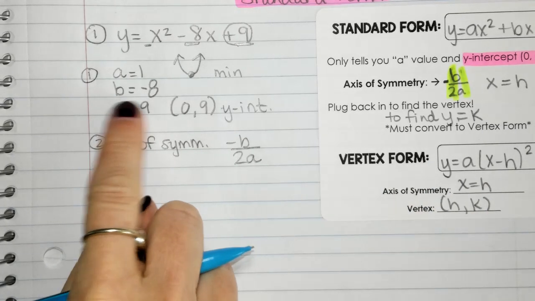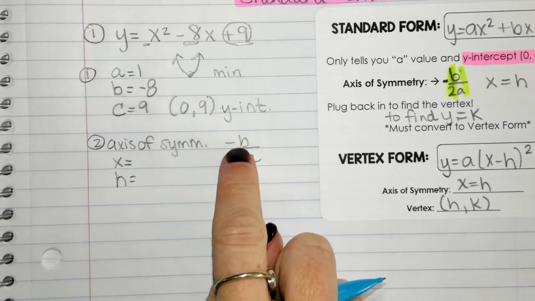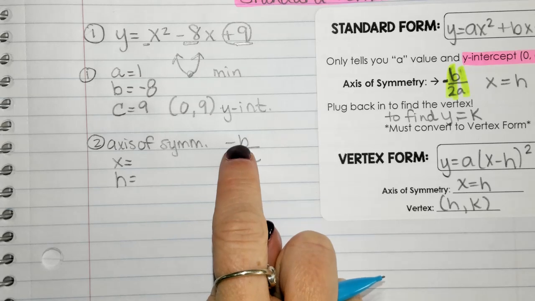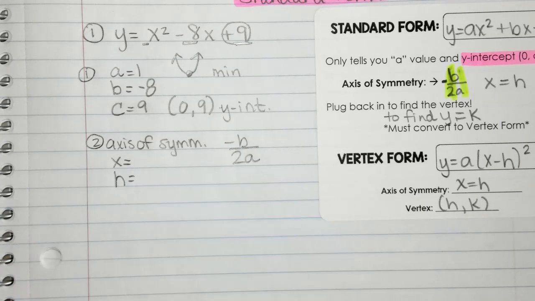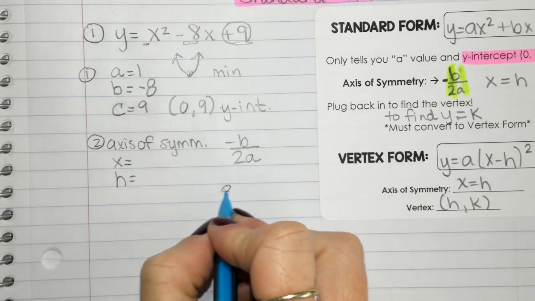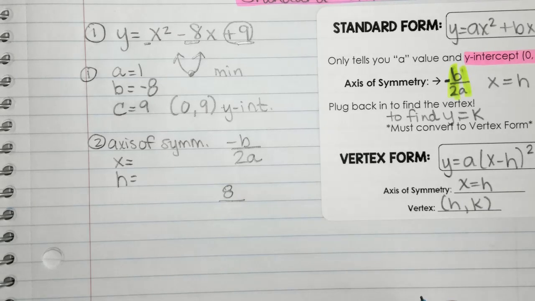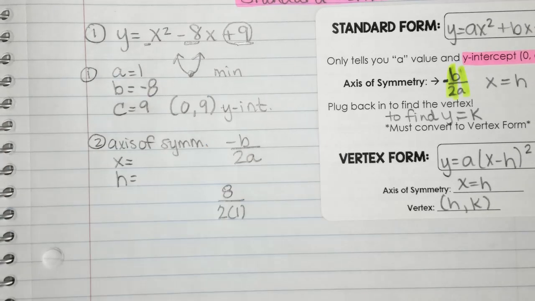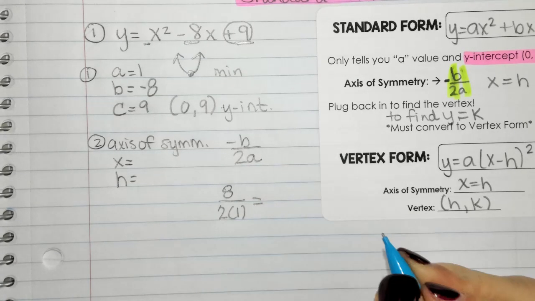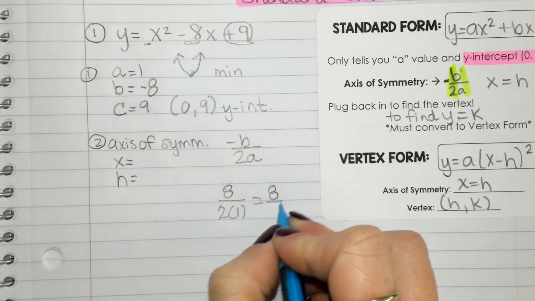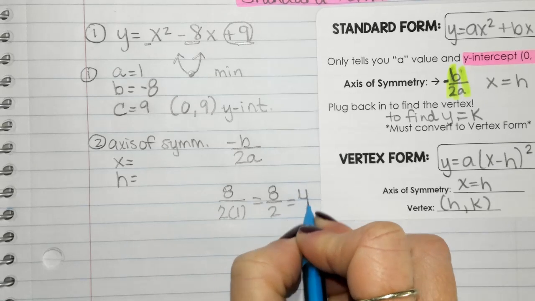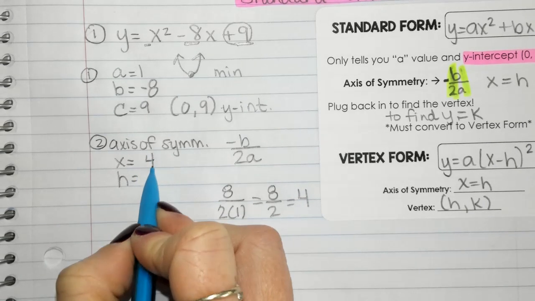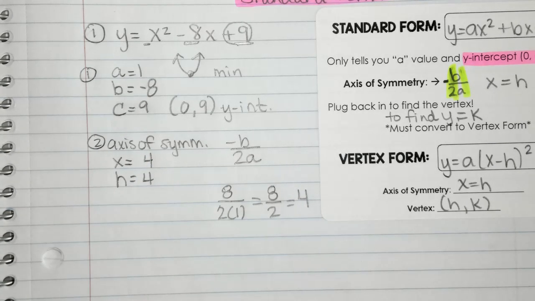B is already negative 8, and the formula tells me to do the opposite of what b is. So when I do this now, I'm going to write positive 8 over 2 times a. A is just a 1, so this one's easy. So 8 divided by 2 is 4. So x equals 4, h equals 4. That's step 2, not bad.